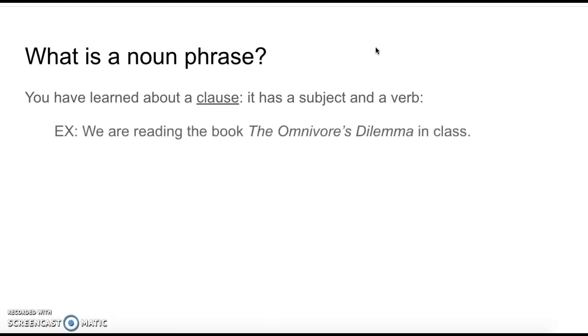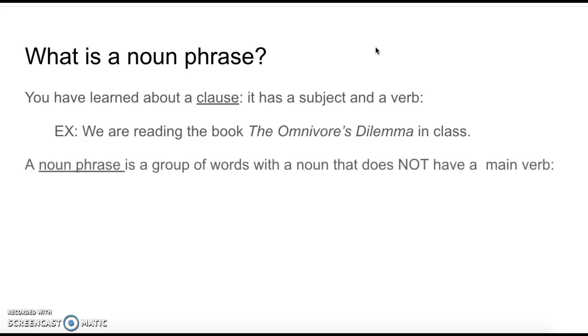We are reading the book, The Omnivore's Dilemma, in class. We have our subject, we. We have our verb, are reading. A noun phrase is a group of words. It contains a noun and it does not have a verb. For example, chapter 10 of The Omnivore's Dilemma. This would be a noun phrase. Chapter 10 is a noun. And then we can have some more describing words. This is a prepositional phrase giving us more information about the noun.